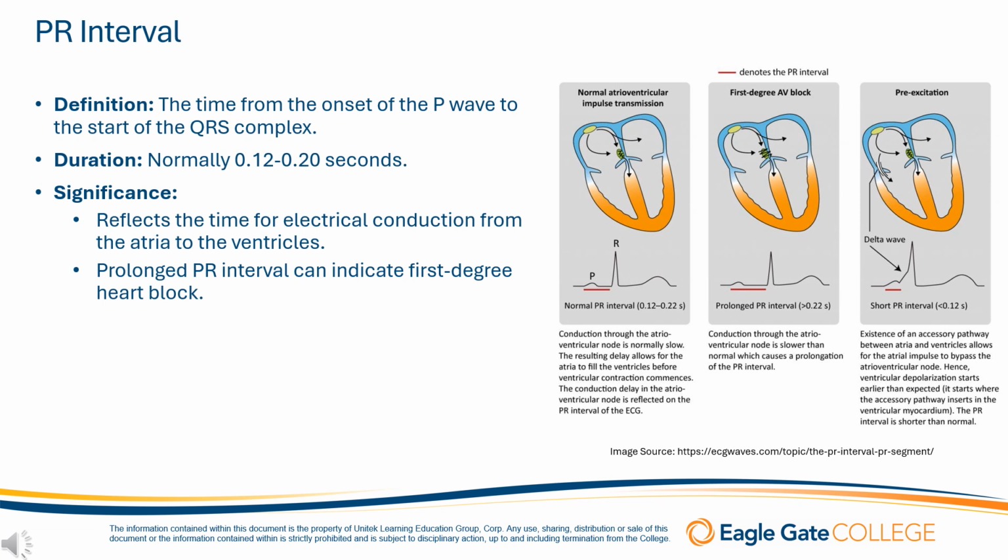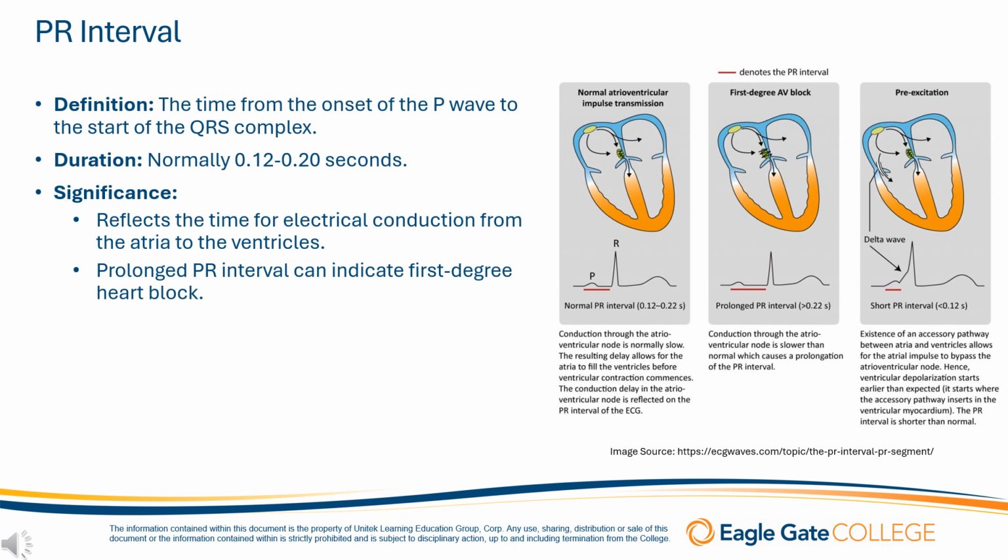This is the time from the onset of the P wave to the start of the QRS complex. This interval represents the period during which the electrical impulse travels from the atria through the AV node and into the ventricles. Remember, the P wave indicates atrial depolarization, and the QRS complex indicates ventricular depolarization.